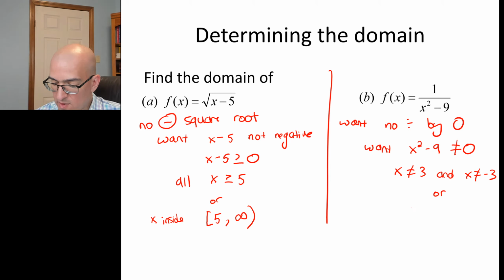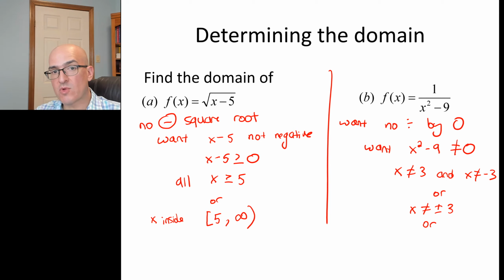We could write x does not equal plus or minus 3 to contain both solutions in one statement. It can't be positive or negative 3. Both of those would cause the denominator of that function to go to 0. Or we could use the bracket notation. Bracket notation is tricky. We want all the numbers on the number line except those two.